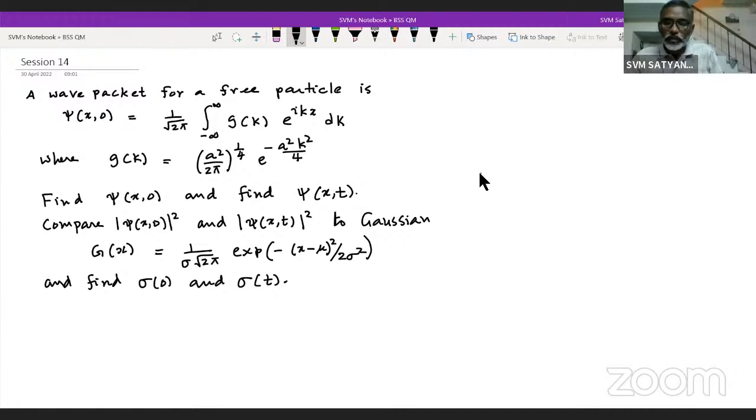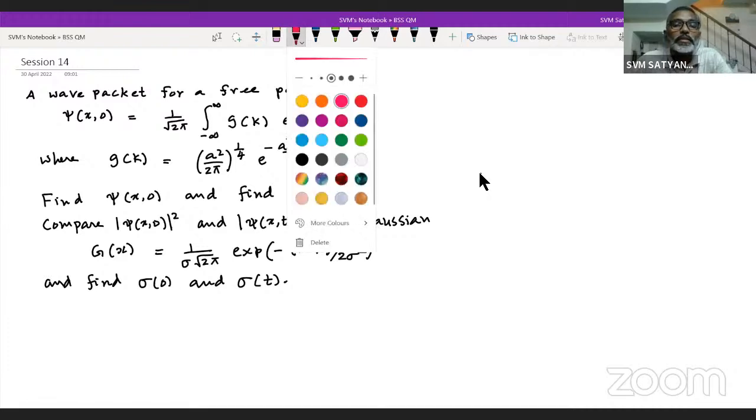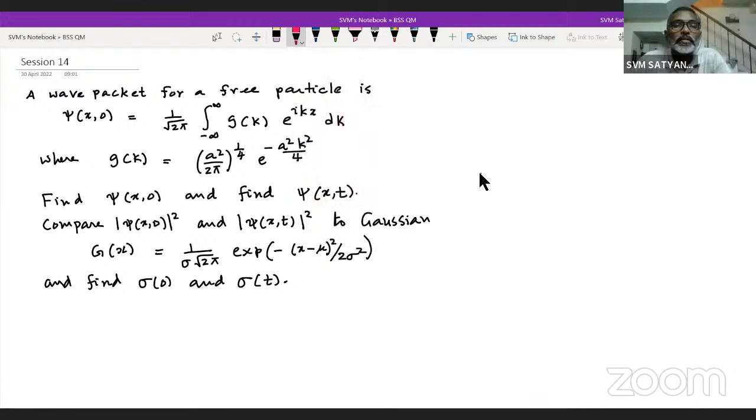So I wanted to start with this problem. This is a very standard problem. I'm sure you might have done it in your courses. So a free particle. The moment we say we have a free particle, immediately what comes to our mind is its Hamiltonian, which is given by p square by 2m.